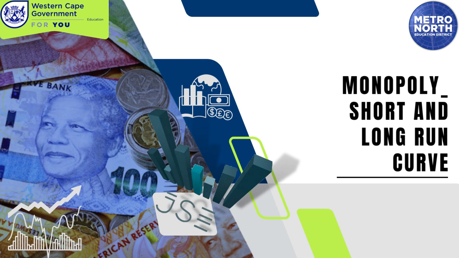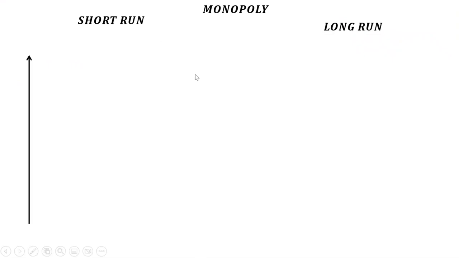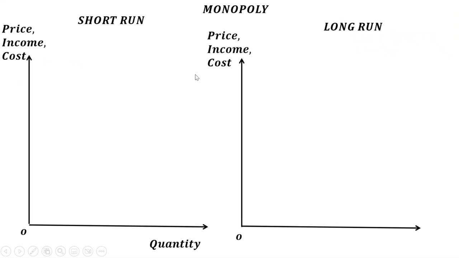The shape of the short run and long run curve of the monopoly. And I'm going to do it by means of a graph. Now, let's draw the graph. Monopoly. Now, what is a monopoly? A monopoly is the only supplier of a good or a service or product. Let's say a product. Monopoly is the only supplier of a product. Now, let's draw the graph, short run and long run.